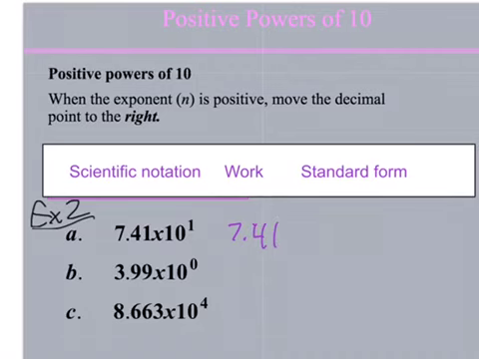And then we're going to take our decimal point and we are going to move it as many times as the problem is asking us to. So if it's times 10 to the first, I'm going to move it one place to the right. So my standard form would be 74.1.